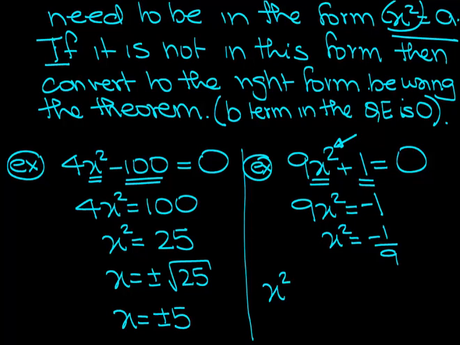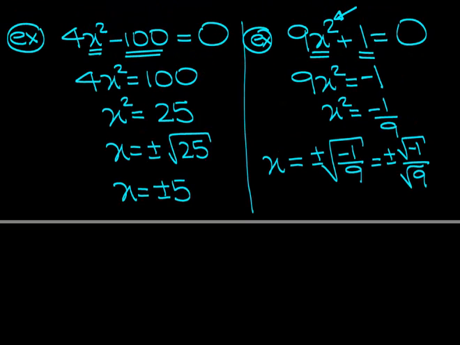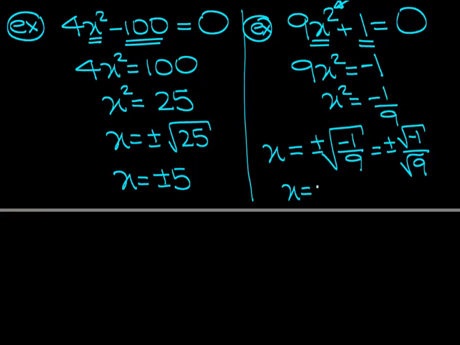Then I get x using the square root theorem is equal to plus or minus square root of minus 1 over 9, which we know is plus or minus square root of minus 1 over square root of 9 using the properties of radicals. So that tells me what x must be what? Plus or minus square root of minus 1 is i, if you remember complex numbers, divided by 3 because square root of 9 is 3. There's the answer for that. So we can get complex answers for these problems.